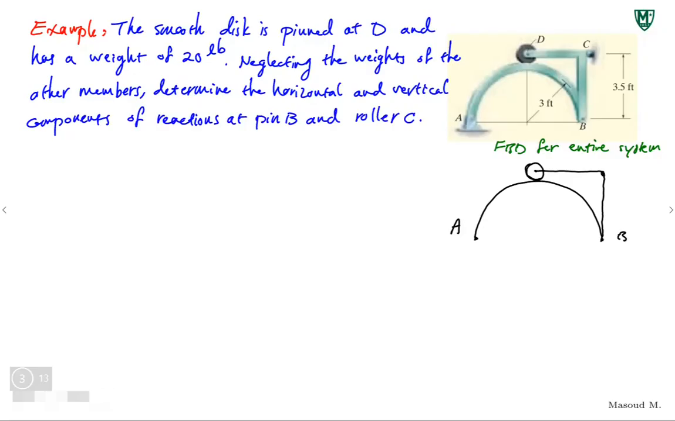So what are the forces? Remember, we are looking at this. I'm isolating this. We have AX and AY. 20 pounds downward from D. Yes, we have the weight there, so we have to take that into account. 20 pounds.